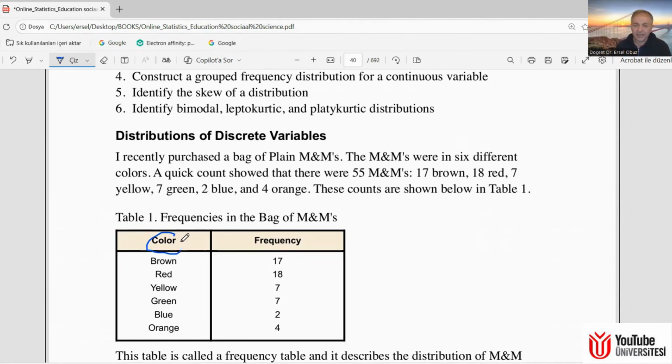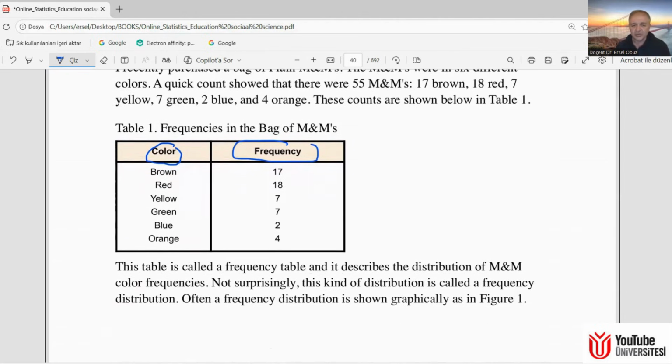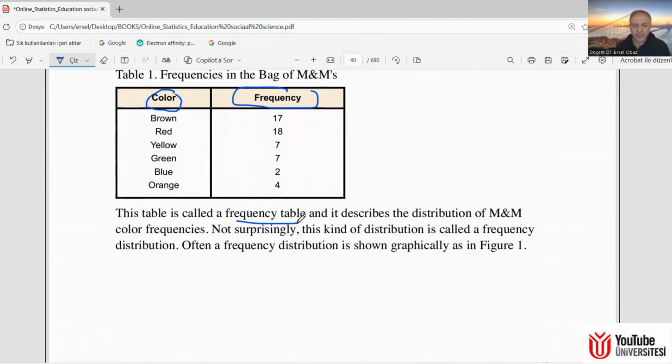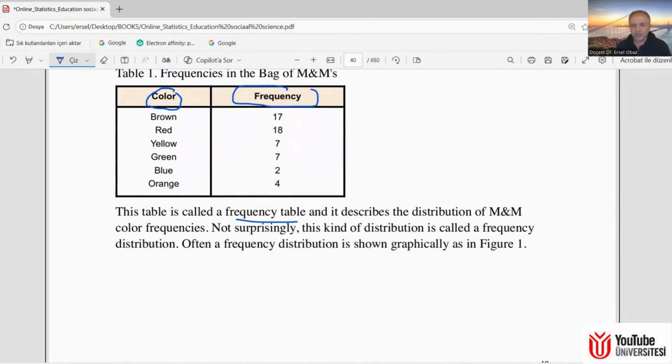We can have the color here, and then we can have color on the column, and the other one, the frequency, in another column. Okay, so we have brown 17, red 18, yellow 7. It goes like this. So that's the distribution. It's called the frequency table. Okay, frequency distributions.